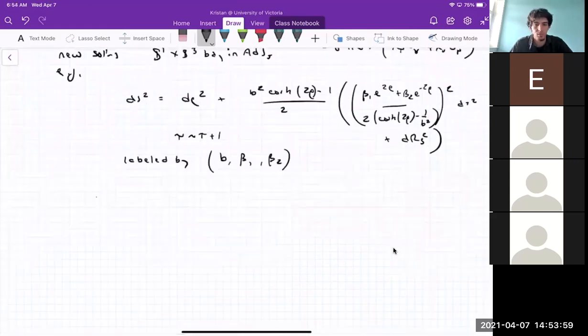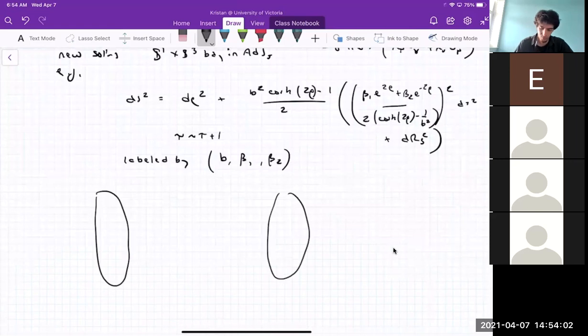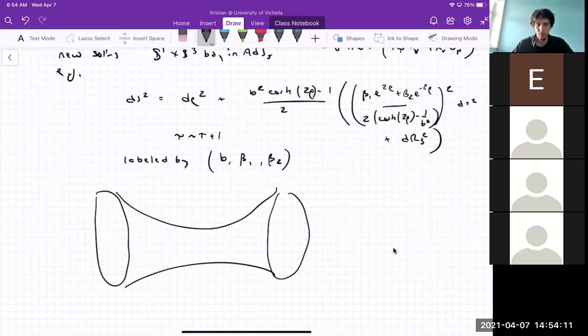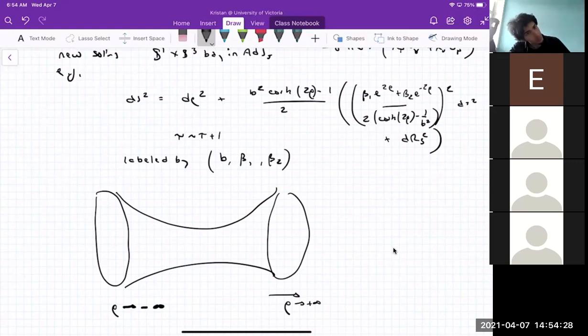And in the spirit of pictures being worth some large number of words, what is this thing? Well, this is a wormhole, if you stare at it for a little bit, where rho goes to plus infinity over here and minus infinity over here. So there are two asymptotic regions at large positive rho and large negative rho, and they're smoothly connected through the middle. There's a bottleneck whose size is parametrically b to the 4. So b is a bottleneck size.